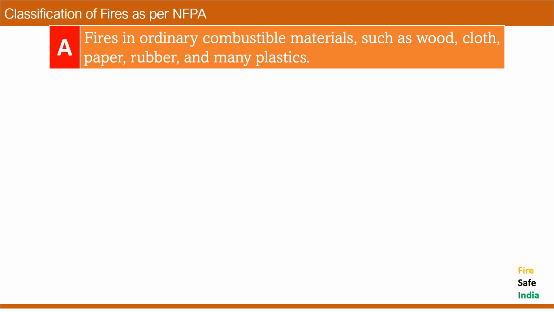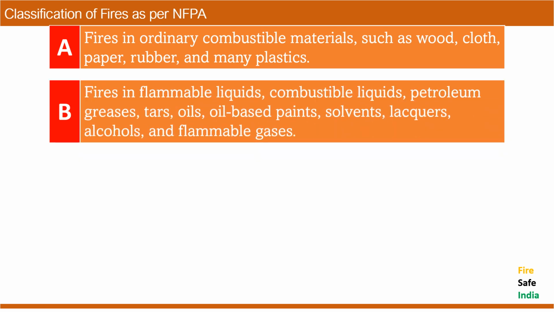Fires in ordinary combustible materials such as wood, cloth, paper, rubber, and many plastics. And class B, fire in flammable liquid, combustible liquid, petroleum grease, tars, oils, oil-based paints, solvent, lacquers, alcohols, and flammable gases. You can see here one thing is additional, that is flammable gases. In the Indian standard, we had only flammable liquids. Here, flammable gases are also included in class B fire.